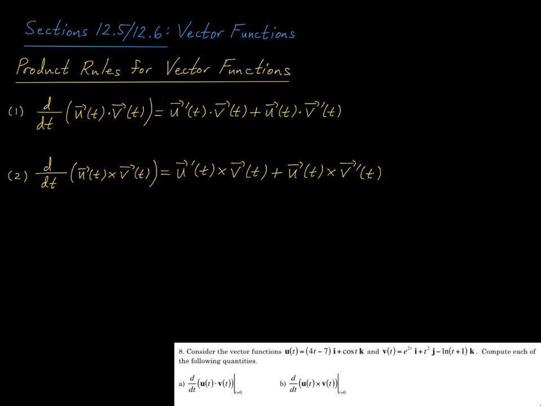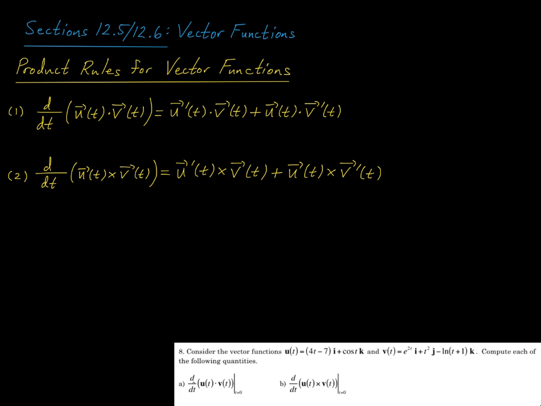Okay, in this video, we're going to look at question 8 on the worksheet. It says, consider the vector functions u of t, which is 4t minus 7i plus cos t k, and v of t, which is e to the 2t i plus t squared j minus the natural log of t plus 1 k. Compute each of the following quantities.